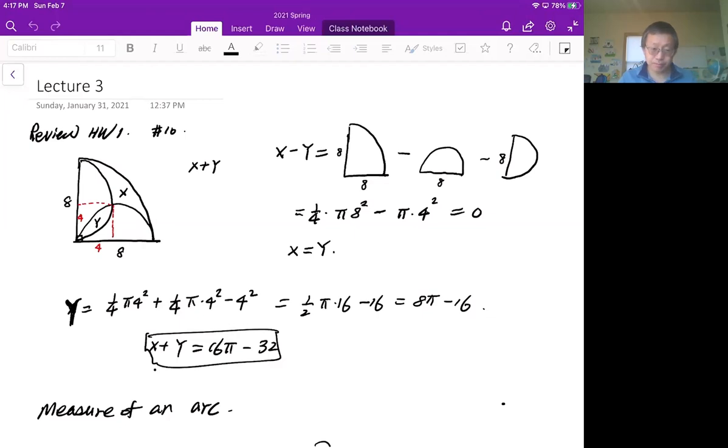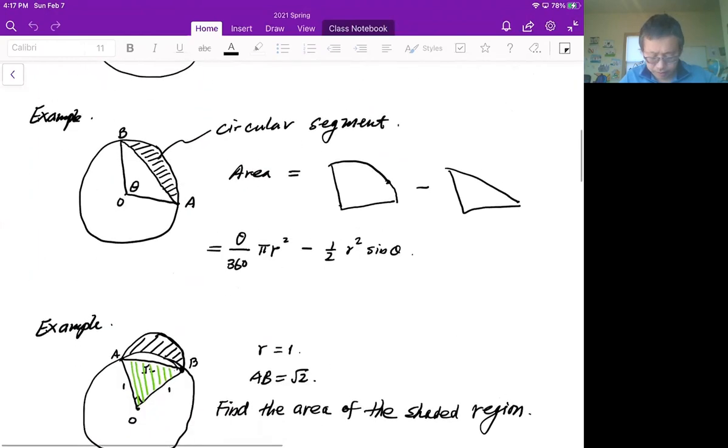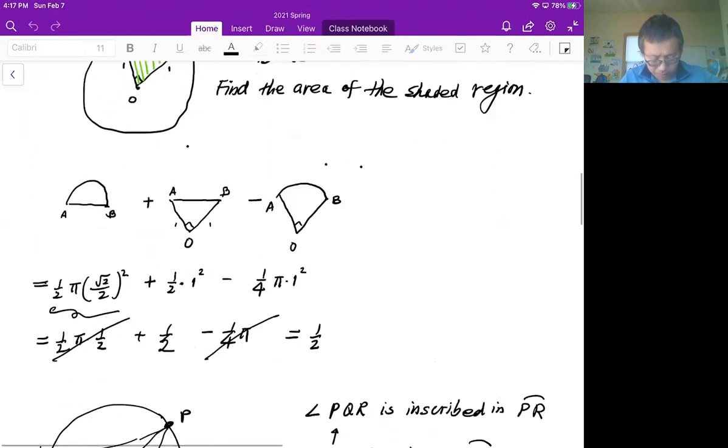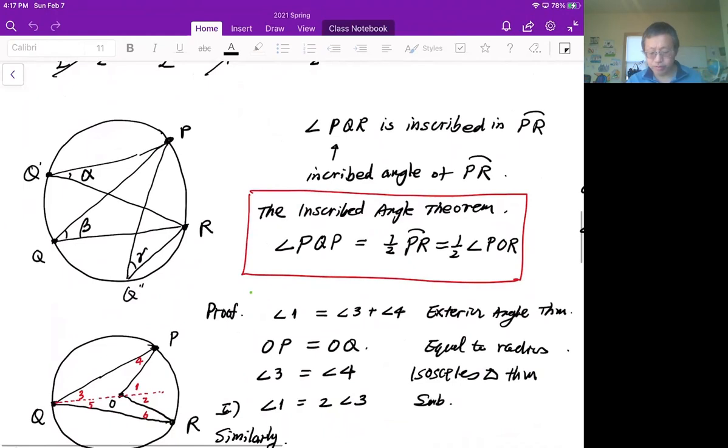All right, so let's start. Just quickly go over what we did last time. Okay, so that's the main point from last time. So we introduced the inscribed angle theorem.